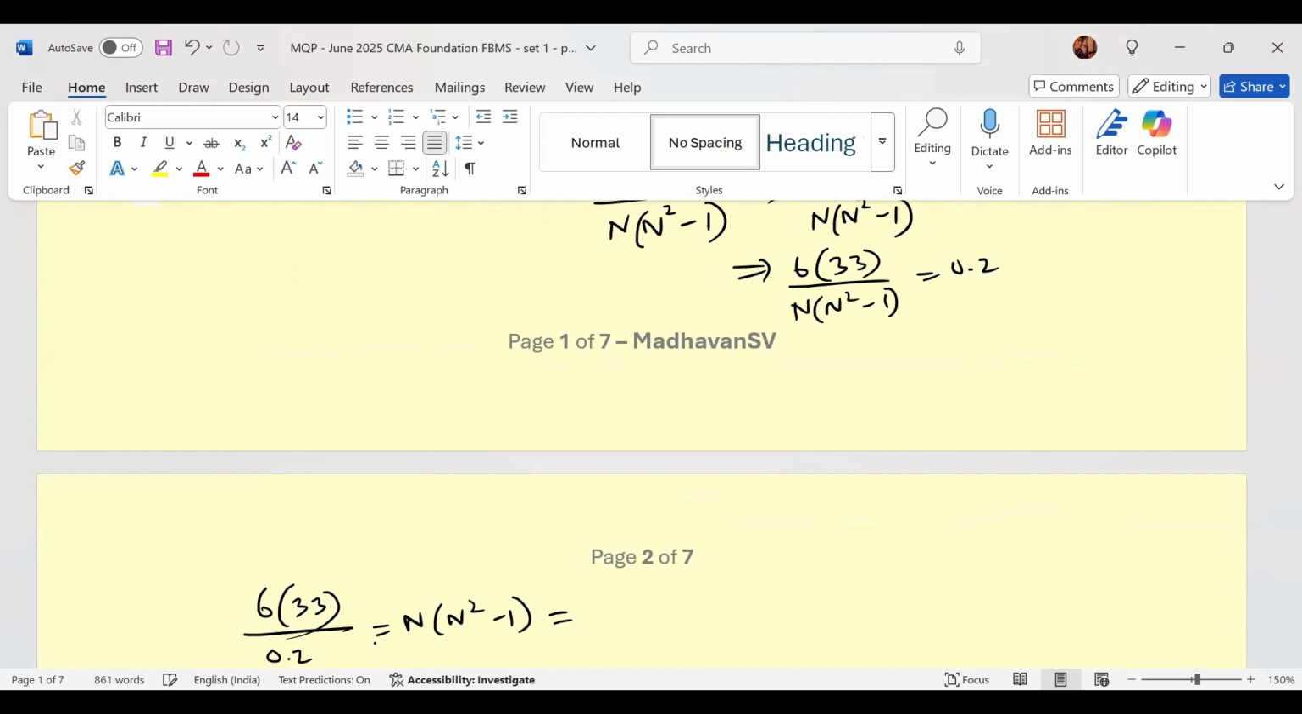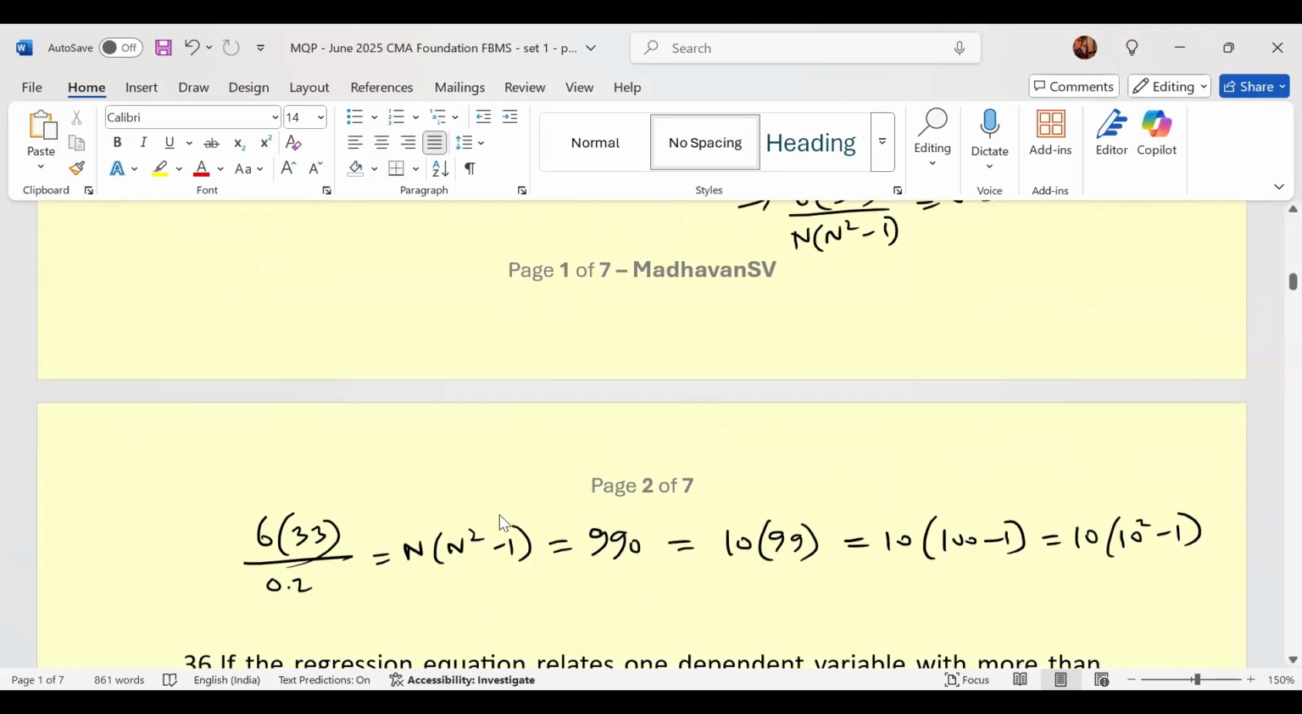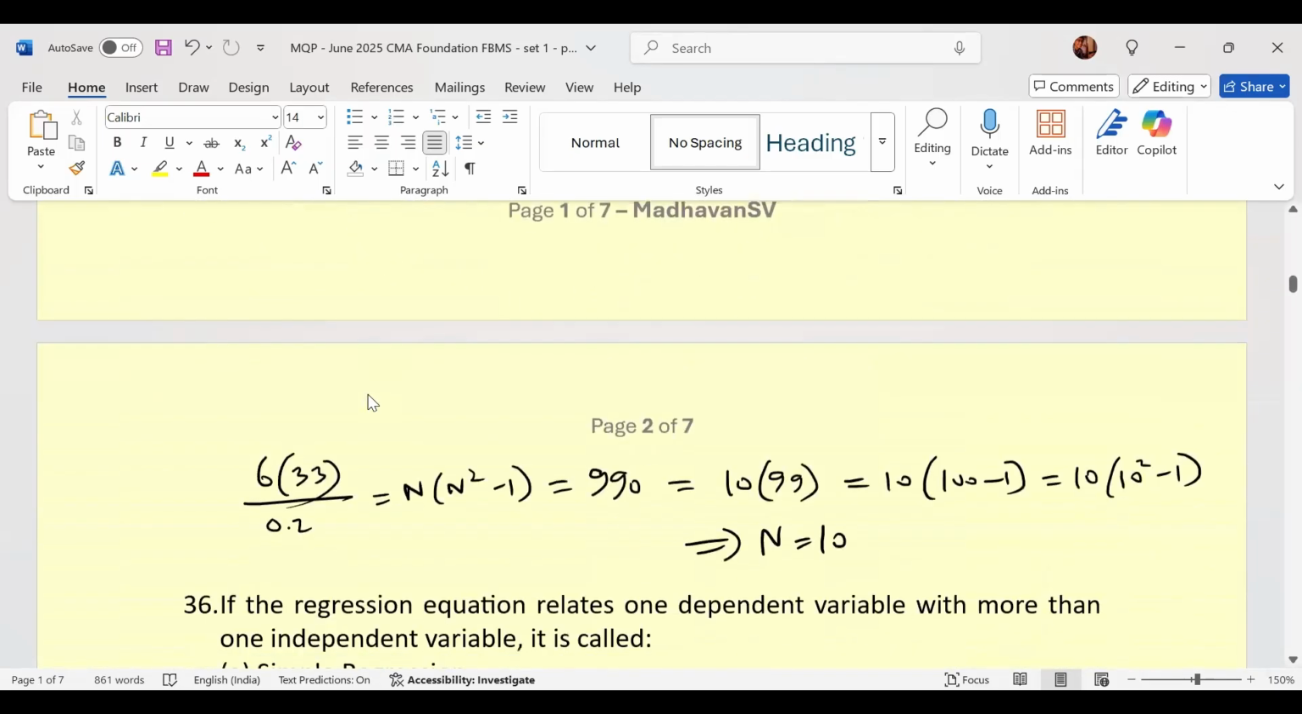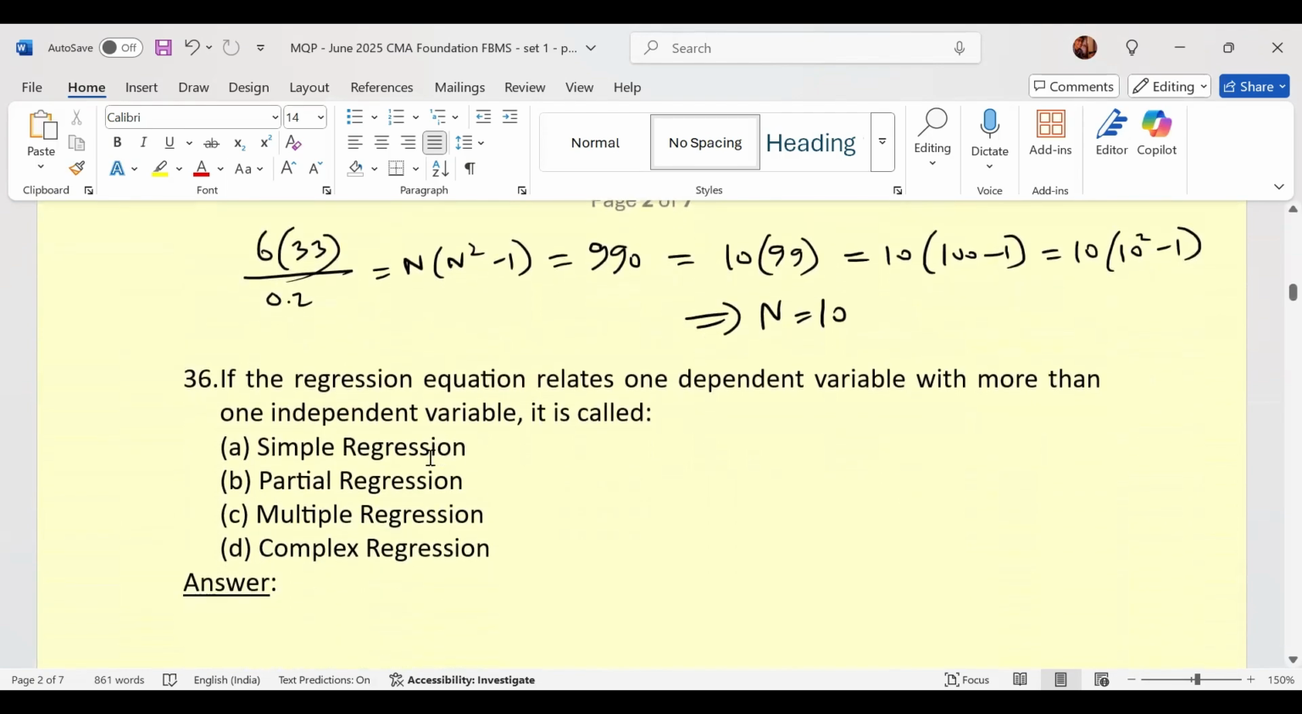So that 6 into 33 divided by 0.2 gives us 990. 990 can be written as 10 into 99, and then 99 can be written as 100 minus 1. Then 100 can be written as 10 square minus 1. So therefore, our n value will be 10. That is our option A. Let me move on to the next question.